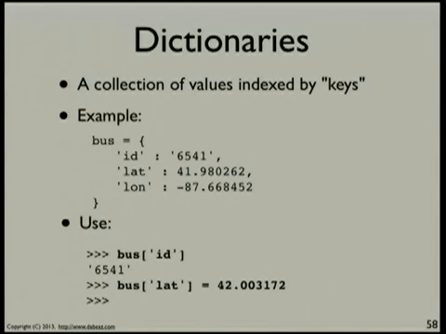Another way to store data is to use Python's dictionary type. This is a bunch of values where you just name the values. There's essentially keys and there's values. So you could use syntax where you just say, okay, bus is curly brace, ID is 6541, lat is that, long is that. The nice thing about this is you use the key names to refer to the data. So in your program, you would actually say things like bus ID or bus lat and so forth.